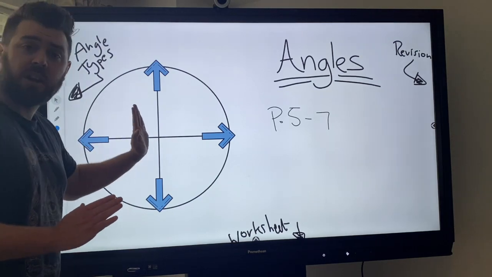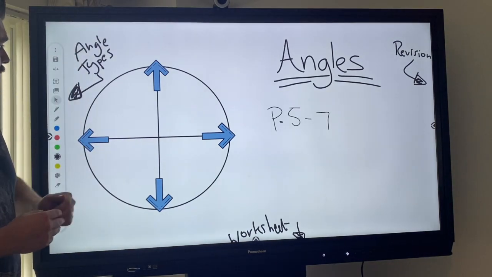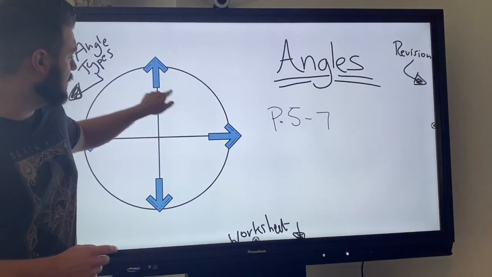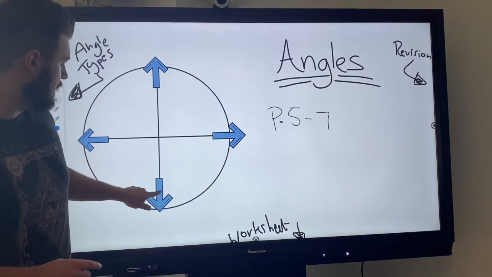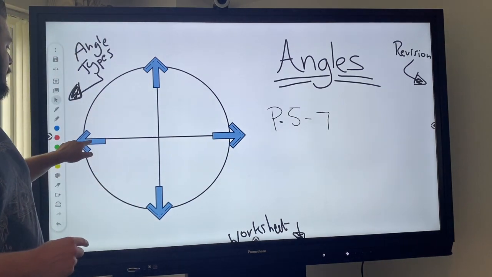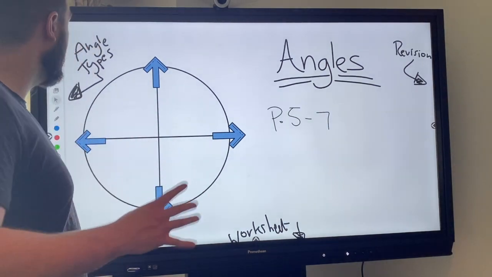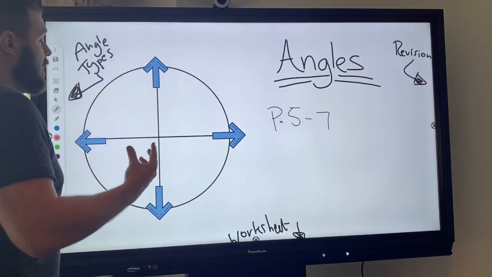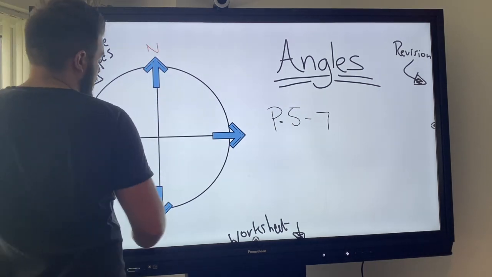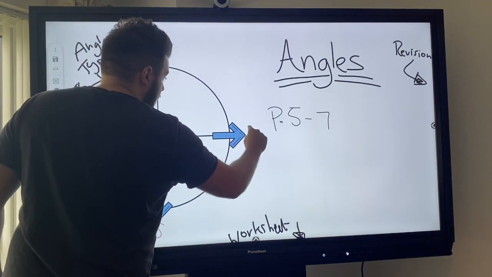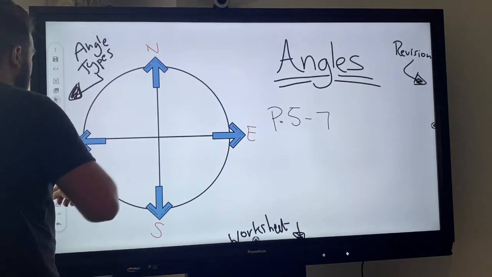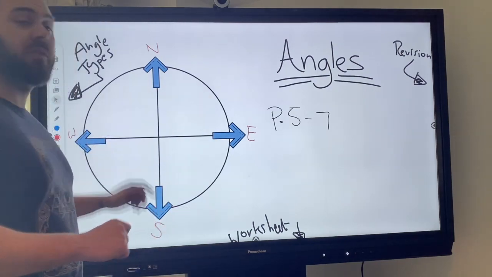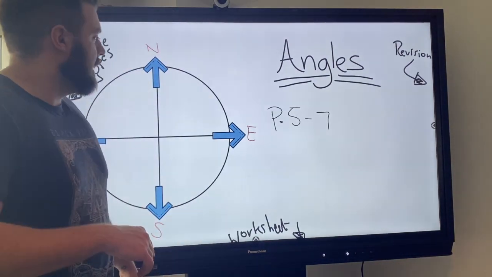So I want to have a look at this first of all. We've got a circle here. Hopefully you can all see that. And on the circle, I've put out 4 points. I've got 4 arrows here. One's pointing up, one's pointing to the right, one's pointing down the bottom, and one's pointing to the left. Now, this isn't what we're doing today, but if you remember work on compasses you've done before, you'll know that you've got north, south, east, and west. You may know the rhyme, never eat shredded wheat, or naughty elephants swim wonderfully. All sorts of different ones you can make up.